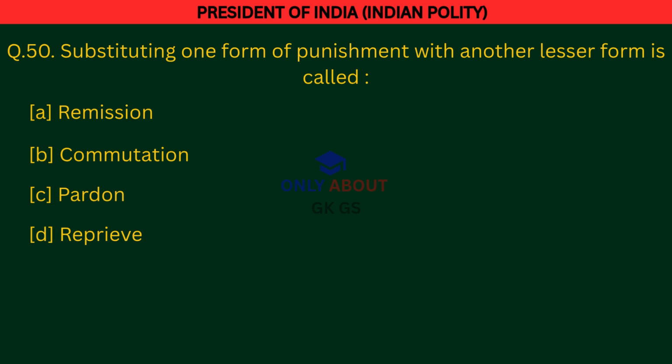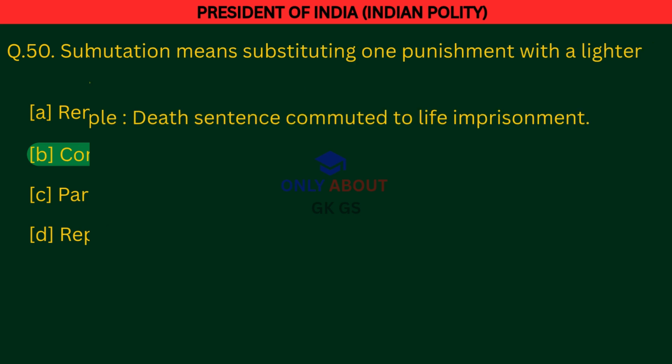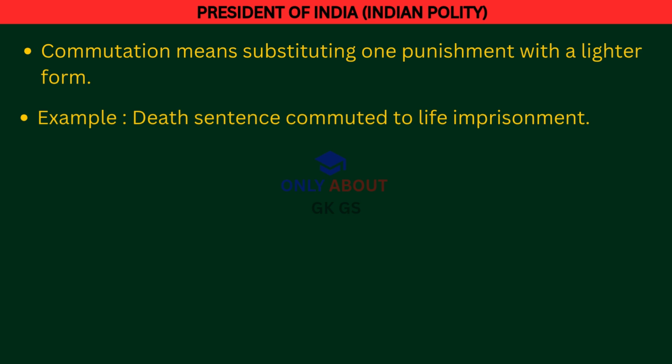Next question. Substituting one form of punishment with another lesser form is called... Correct answer: commutation. Commutation means substituting one punishment with a lighter form. Example, a death sentence commuted to life imprisonment.